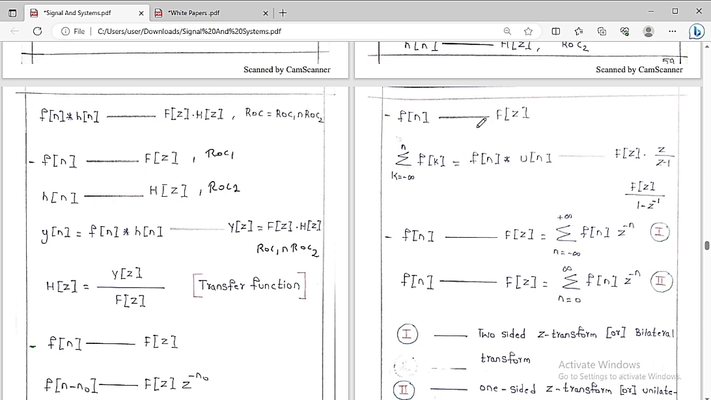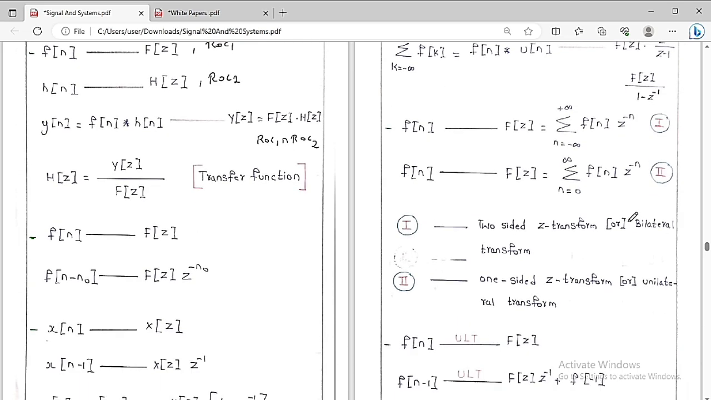So finally I can say for f of n, if the z transform is f of z, then sigma k equals minus m to n f of k, which is nothing but f of n convolved with u of n. Convolution in the time domain leads to the product in the z transform, so f of z into u of z. The z transform of u of n is z by z minus 1. With the multiplication of these two things, we get f of z by 1 minus z to the power of minus 1.